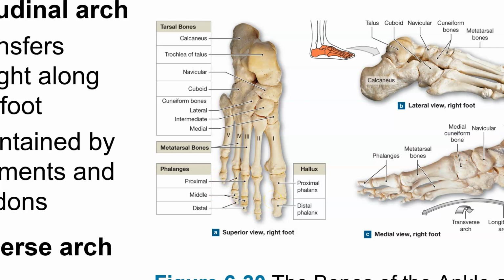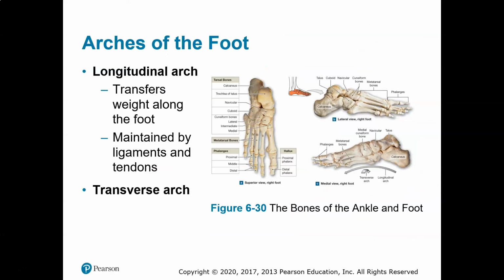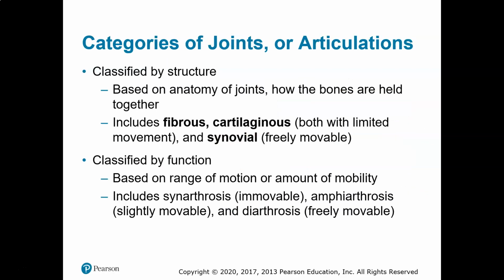Each toe has a proximal, middle, and distal phalanx, except for the great toe or the big toe, which has just proximal and distal, exactly like the phalanges in the hand. All right, now we're going to move on to our last topic, which is joints or articulations. An articulation is technically a joint.